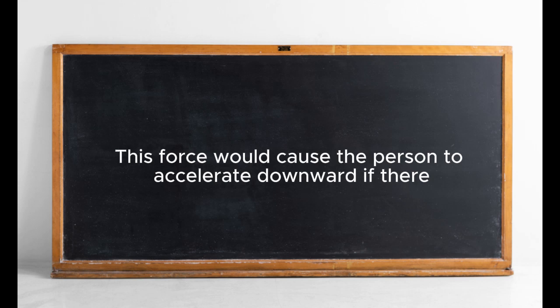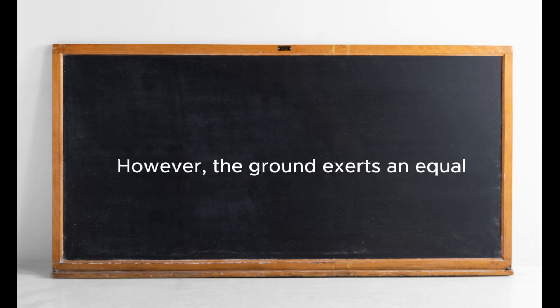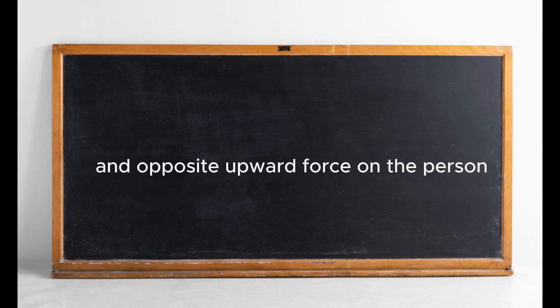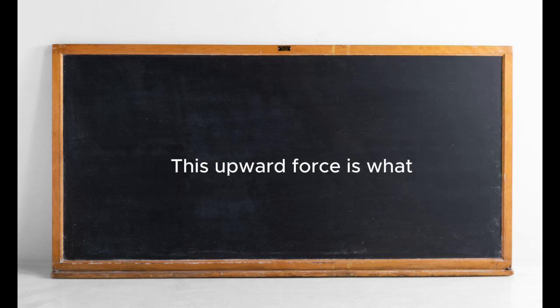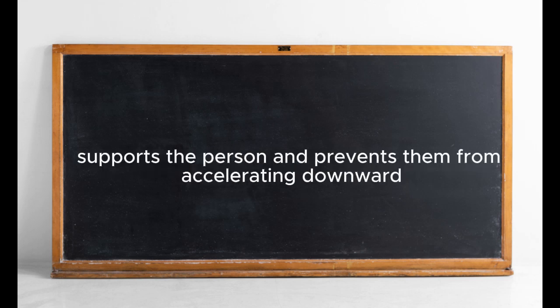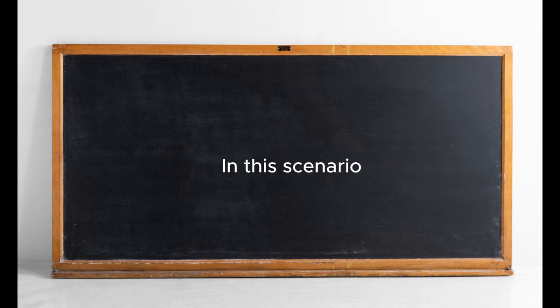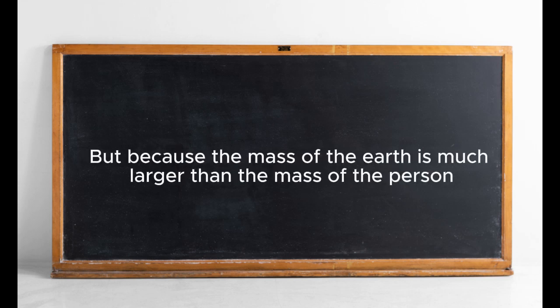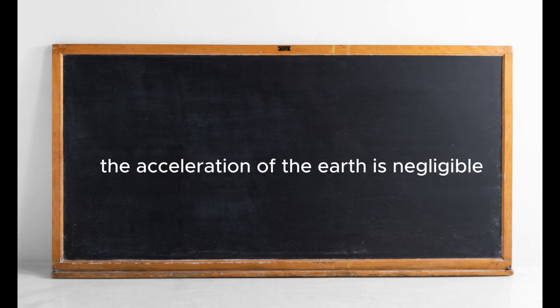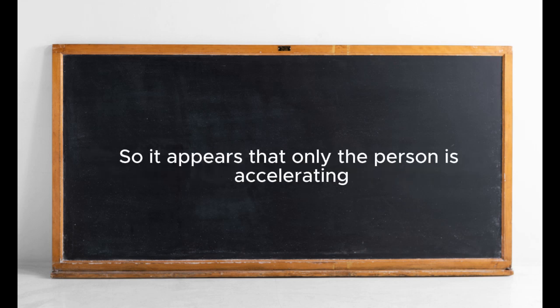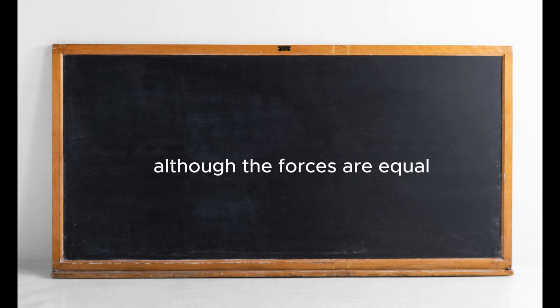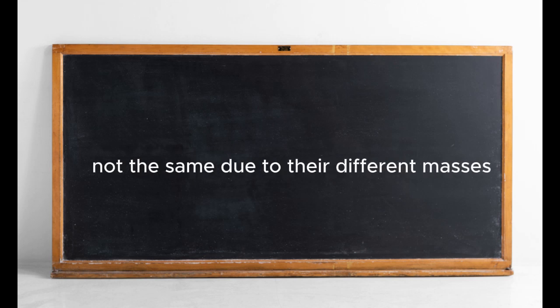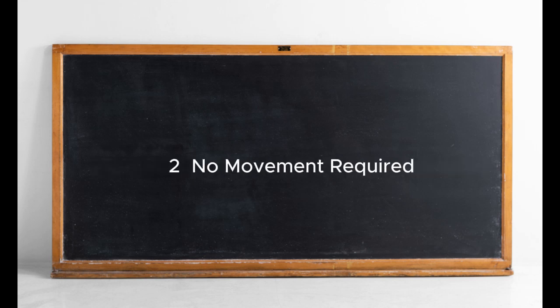This force would cause the person to accelerate downward, if there weren't another force acting on them. However, the ground exerts an equal and opposite upward force on the person. This upward force is what supports the person and prevents them from accelerating downward. In this scenario, both the person and the ground are accelerating. But because the mass of the Earth is much larger than the mass of the person, the acceleration of the Earth is negligible, so it appears that only the person is accelerating. Therefore, although the forces are equal, the effects on the two objects are not the same due to their different masses.